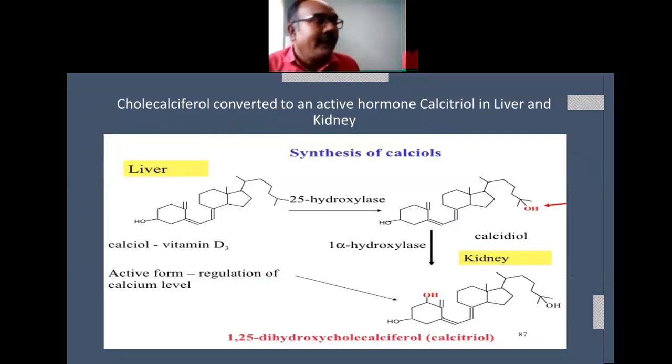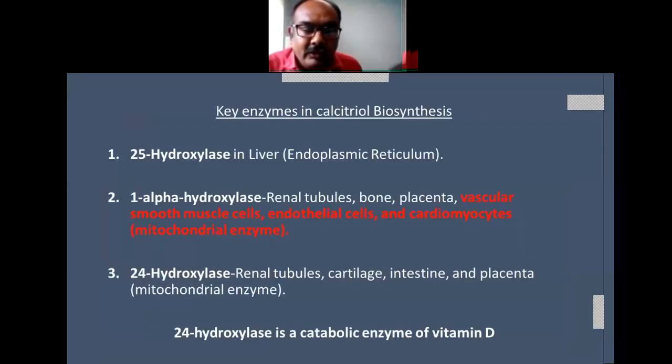Next, vitamin D3 is converted into 25-hydroxy vitamin D3 by an enzyme called 25-hydroxylase, which is present in the liver. So the liver plays a key role in vitamin D biosynthesis. Once 25-hydroxy vitamin D is synthesized, it can be converted into 1,25-dihydroxycholecalciferol, which we call a hormone, and which is most important for most of our activities. The 25-hydroxylase is in the liver, and 1-alpha-hydroxylase is present in the kidney. So both liver and kidney are important for synthesis of vitamin D3 in its active form.